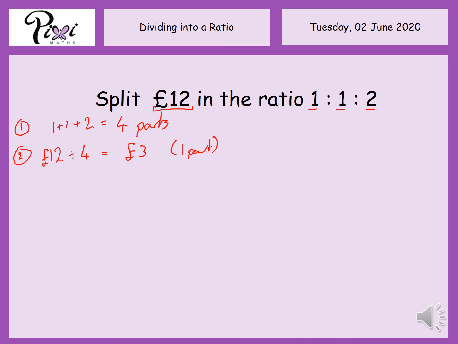Okay, so now we've got our ratio 1 to 1 to 2, and this is 1 part, 1 part, and 2 parts. So if we know that 1 part is worth £3, then we've got £3, £3, and then 2 parts of £3 will give us £6. So we can see the idea is very much the same, the method is identical, all we're doing is doing it with 3 parts instead of 2.